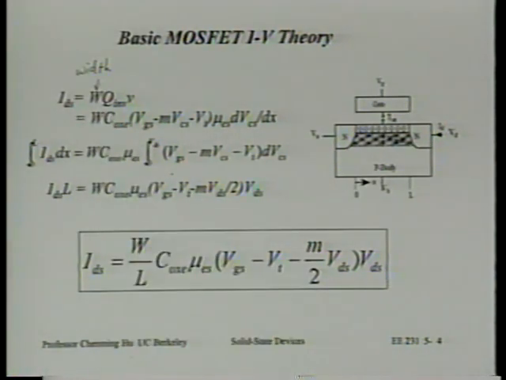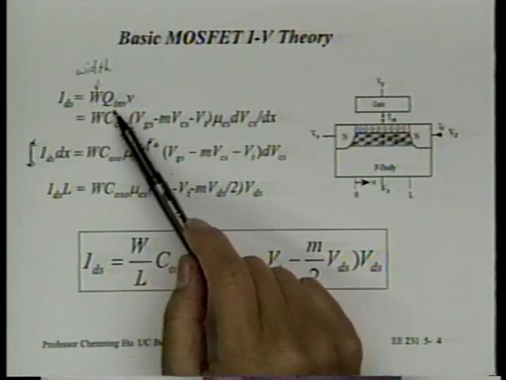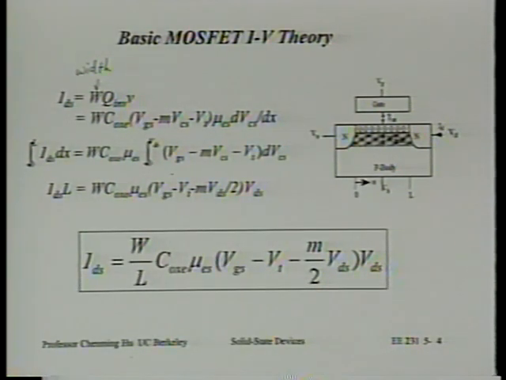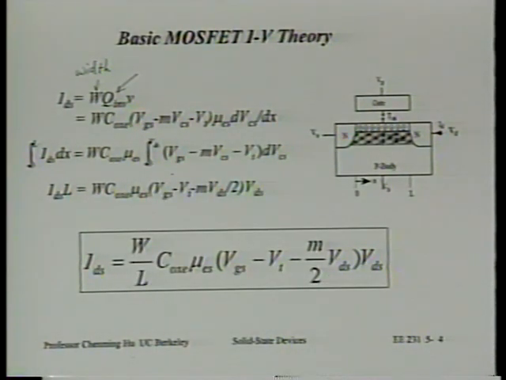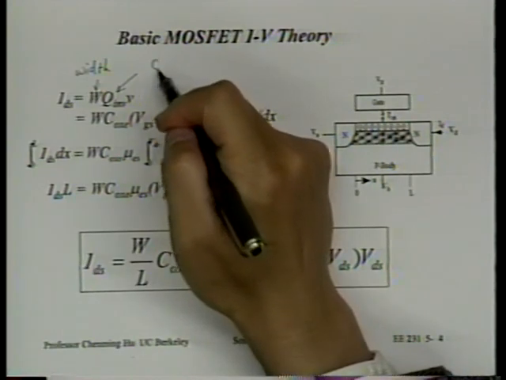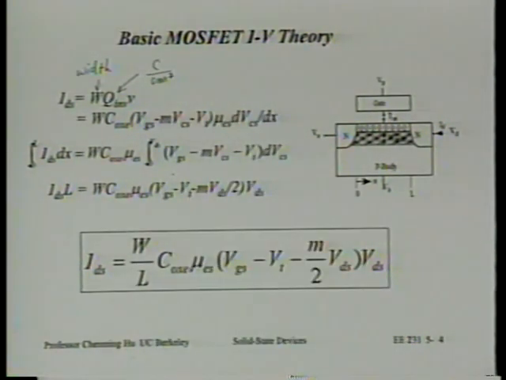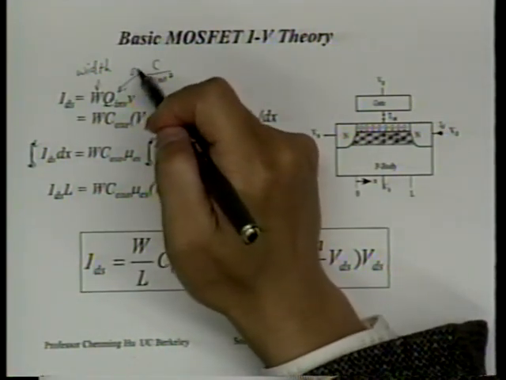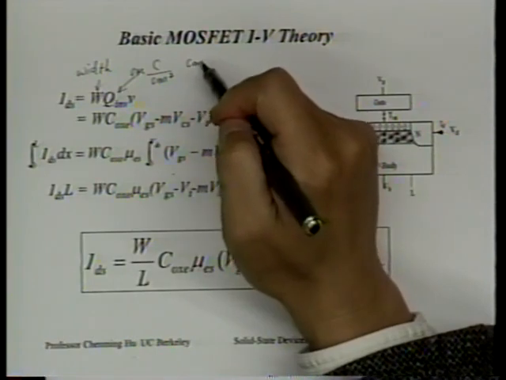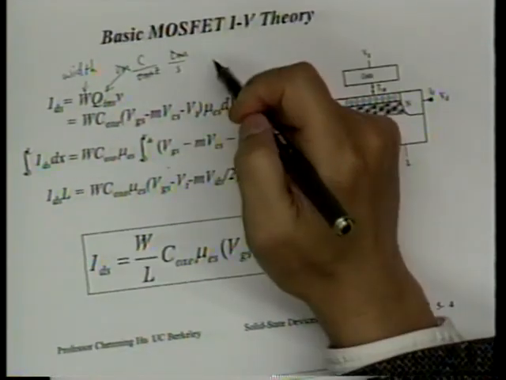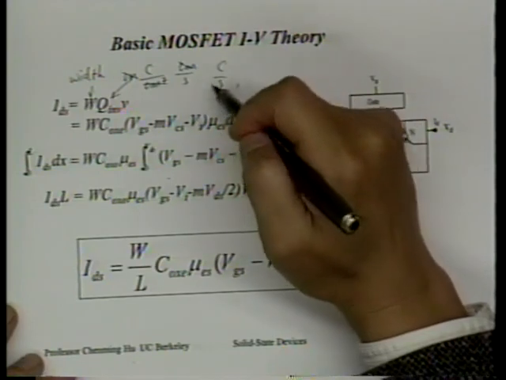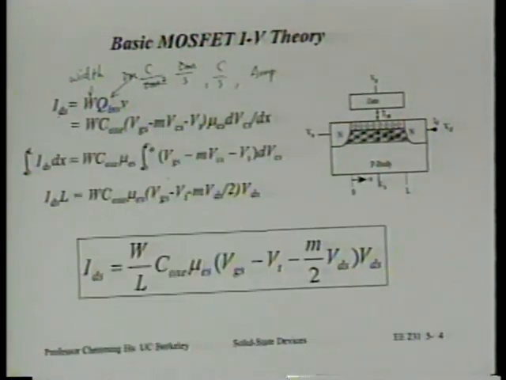Clearly, current is proportional to W, and it's proportional to charge density times velocity. And the units will work out just fine if you put the numbers in. By the way, what's the unit dimension for Q inversion? What do you think it is? Coulomb per what? Centimeter square. Very good. Not centimeter cube, but centimeter square. And what's the dimension for W? It's centimeter. What's the dimension for velocity? Centimeter per second. So you see centimeter cancels out centimeter square. We have Coulomb per second, and that is ampere. So that's current. It's just right.